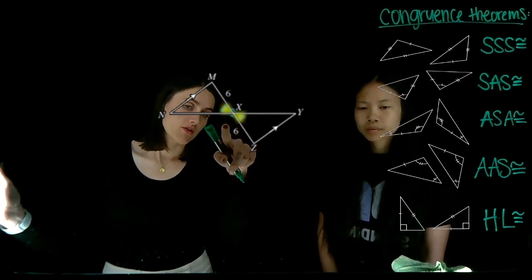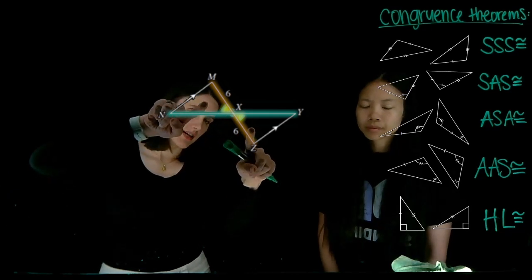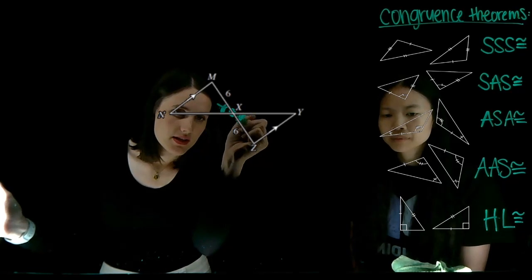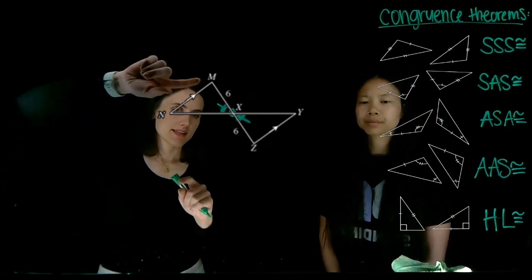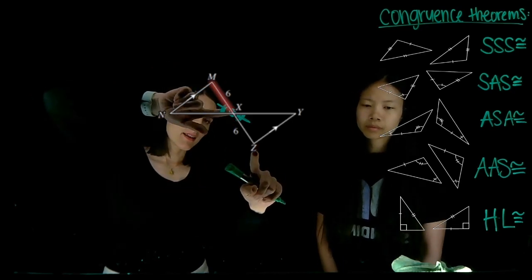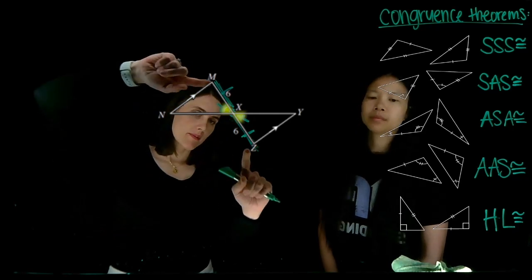ZXY, by vertical angles, because when two lines intersect, the angles that are opposite of the intersection point are congruent by vertical angles. I'll denote this with 1 tick mark so we can remember that these are congruent. So we have 1 pair of congruent angles. The next thing we can see is that side length MX is congruent to side length ZX. So far we have a pair of congruent angles and a pair of congruent sides.